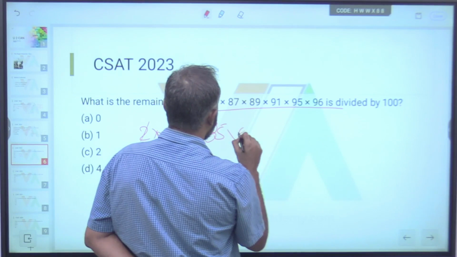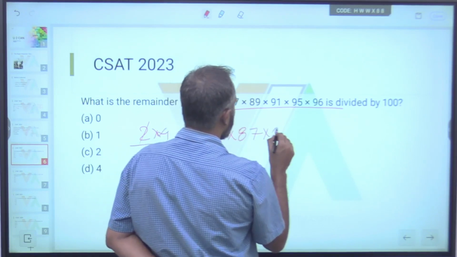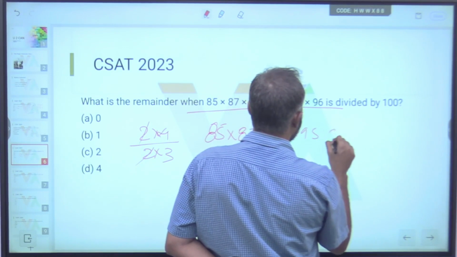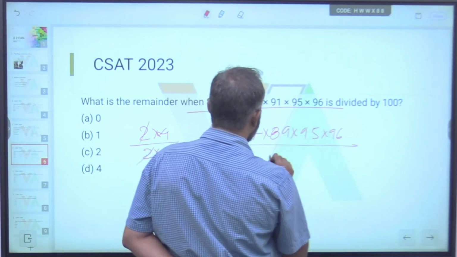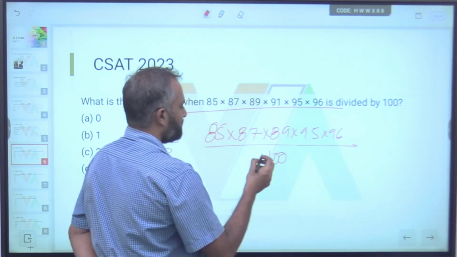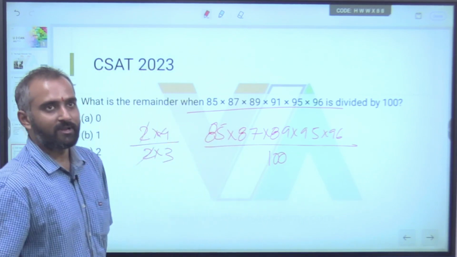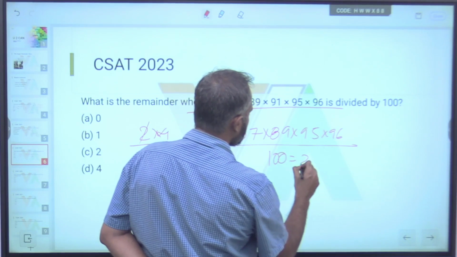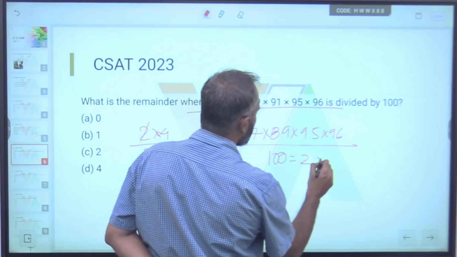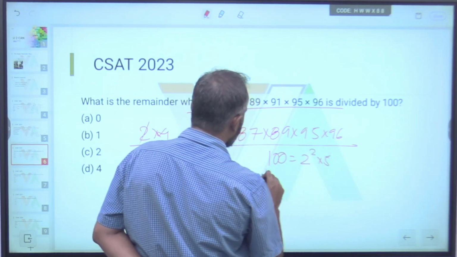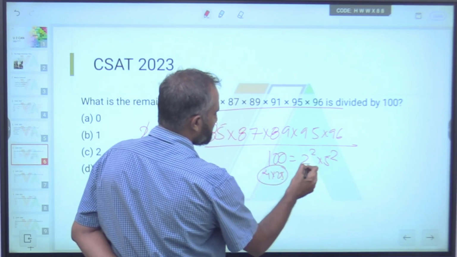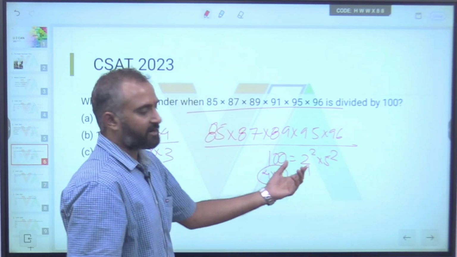85 into 87 into 89 into 95 into 96 by 100. The solution will not take the time I have taken even for writing. What is 100? 100 is nothing but 2 to the power of 2 into 5 to the power of 2, which is nothing but 4 into 25. 4 25s are 100. I have just expressed it in prime factorization form.